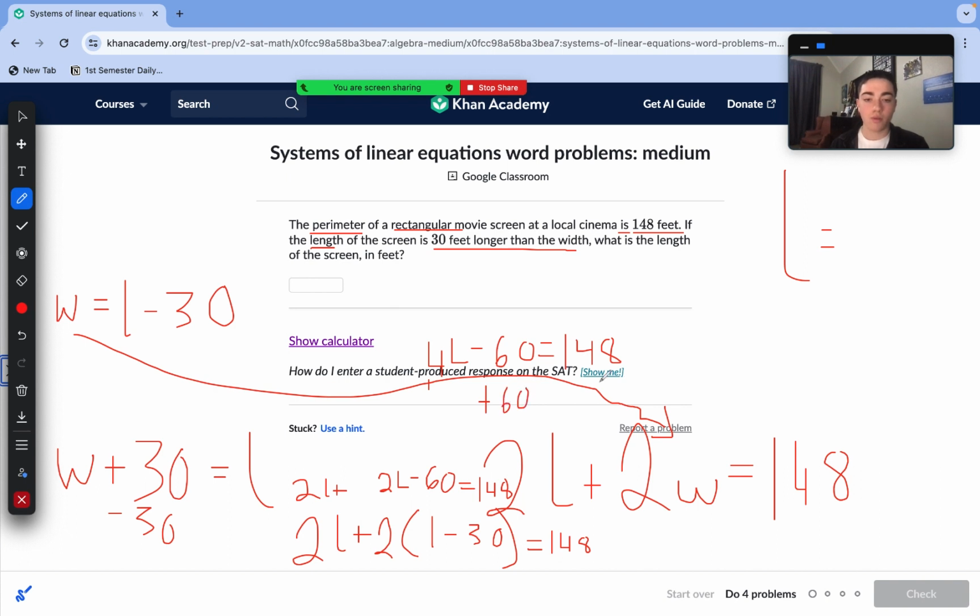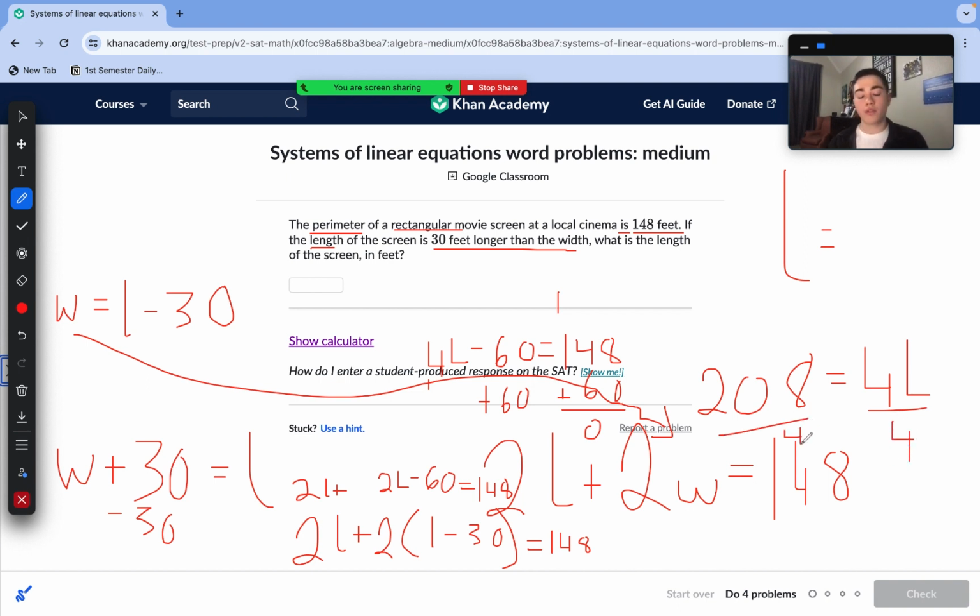So 148 plus 60 is 8 plus 0 is 8. 4 plus 6 is 10. Carry the 1. We are left with 208 equals 4L. Now, in order to isolate the variable, we divide by 4 on each side.